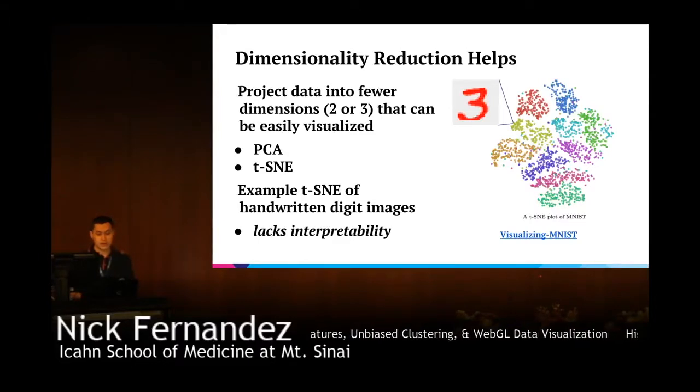We don't know anything about the pixels. We don't know from this figure alone why 2 images are similar to each other. We have no idea. That may not be a big deal if you're dealing with image data, but if you're dealing with gene data, you probably care a lot about your actual dimensions.